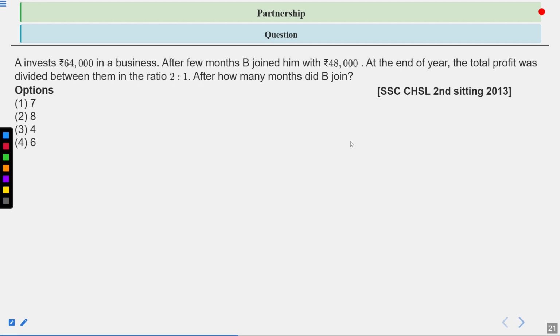A invests 64,000 rupees in a business. After a few months, B joined him with 48,000 rupees. At the end of the year, the total profit was divided between them in the ratio of 2:1. After how many months did B join? And this question was asked in the SSC CHSL second sitting exam in 2013. So there are four options. First one is 7, second is 8, third one is 4, and fourth one is 6. Now you have 10 seconds to analyze the question. Your time starts now.